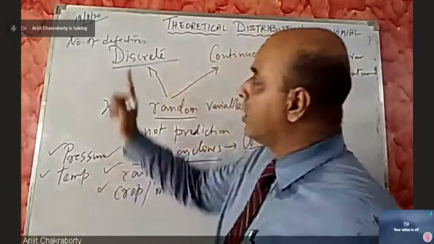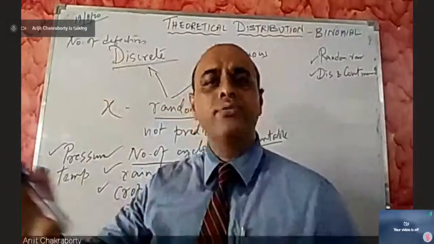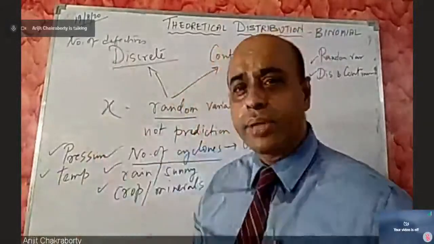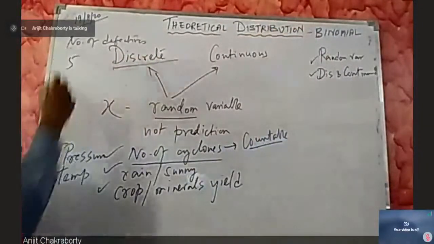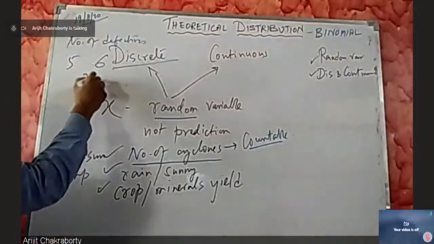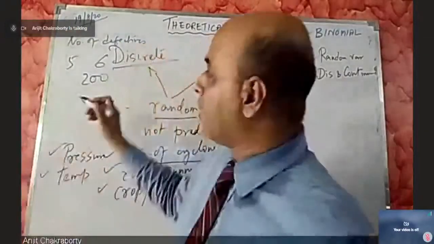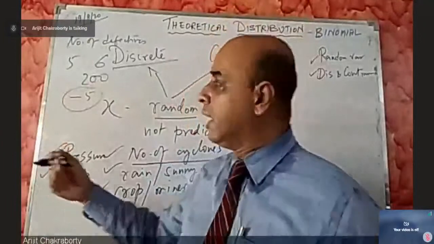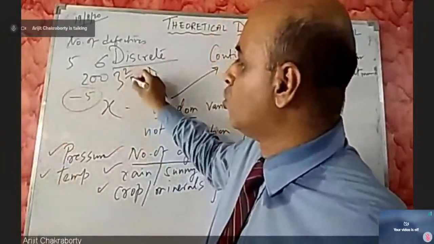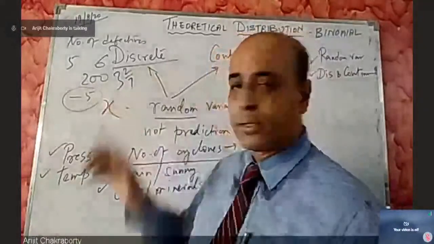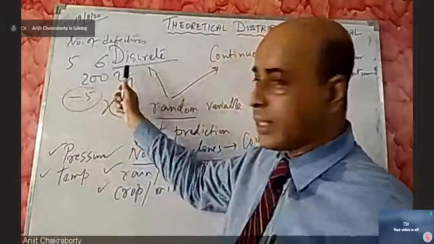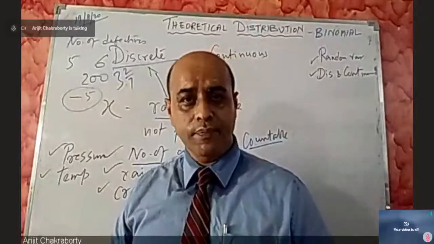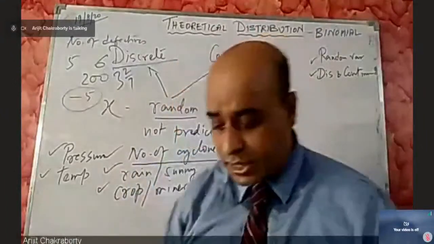Secondly, it can assume any value, but the values are specific values. For example, you can have 5 defectives, you can have 6 defectives, you can have 200 defectives, but you cannot have minus 5 defectives. So negative values are not possible. You cannot have 3 by 2/7 defectives. Fractions are not possible. That means defectives can assume only integers, and that also positive integers, whole numbers. So this is an example of a discrete random variable.